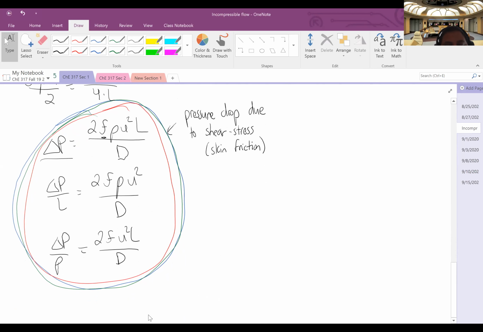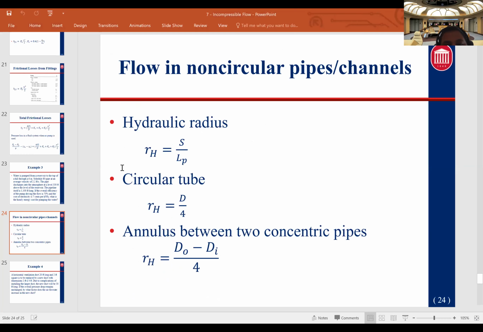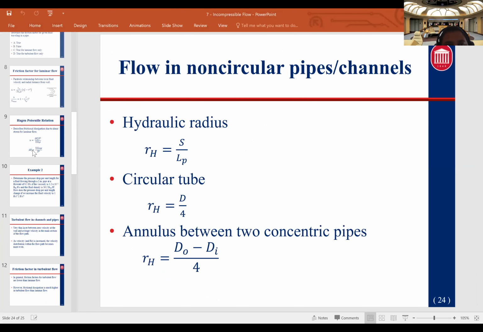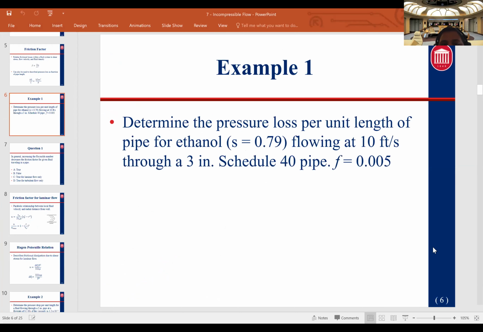All right, if there are no questions, let's take a look at an example. And this example asks to determine the pressure loss or pressure drop per unit length of pipe for ethanol with a specific gravity of 0.79 flowing at 10 feet per second through a 3-inch Schedule 40 pipe, assuming our friction factor is 0.005.